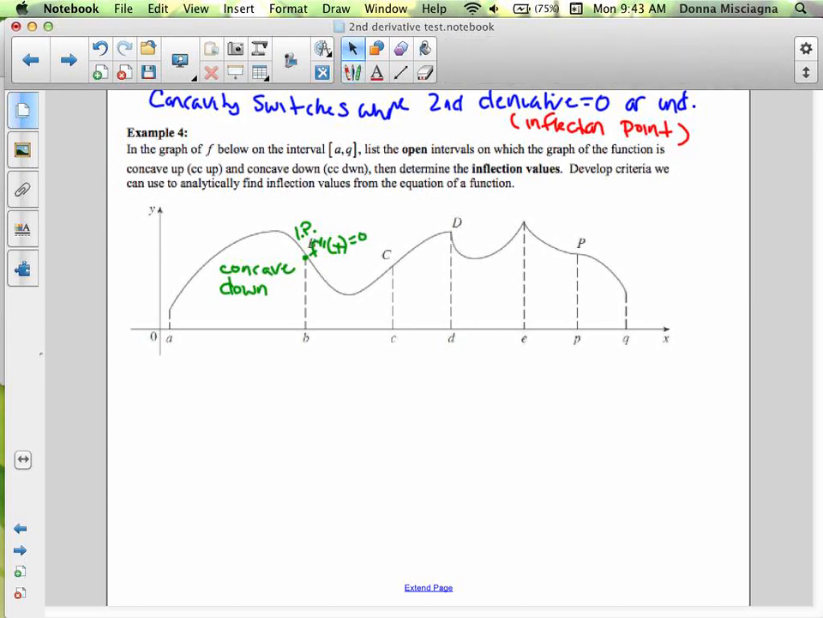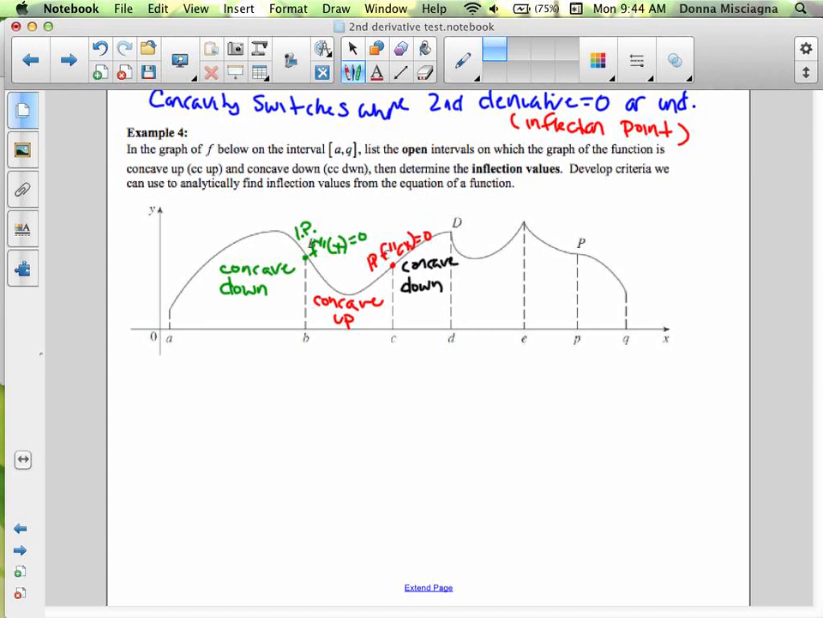All right, and then here the graph is concave up from B to C, and we have another inflection point. There we go, there's the inflection point. And again, we have an inflection point there because the second derivative is 0. The graph is concave down. So notice that where there's an inflection point, the graph does shift concavity.